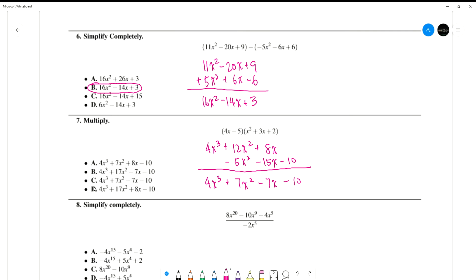And I see that this, let's see here, the C, right? C is the correct answer. Any questions with that?